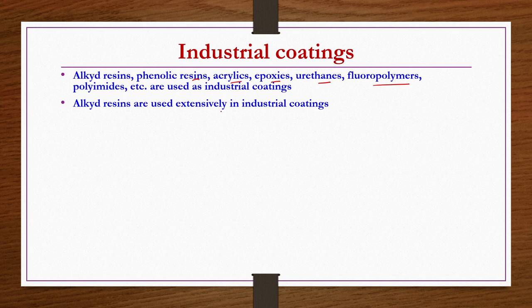Alkyd resins are used extensively in industrial coatings. They are widely compatible with oils and other resins. This is one of the reasons that even in varnishes, oleoresinous varnishes are being replaced by alkyd resinous varnishes, because they are compatible. Their compatibility and durability are better, not only as individual resins but also when you want to mix with other oils and other resins. That is one of the important things about why alkyd resins are used in varnishes as well.